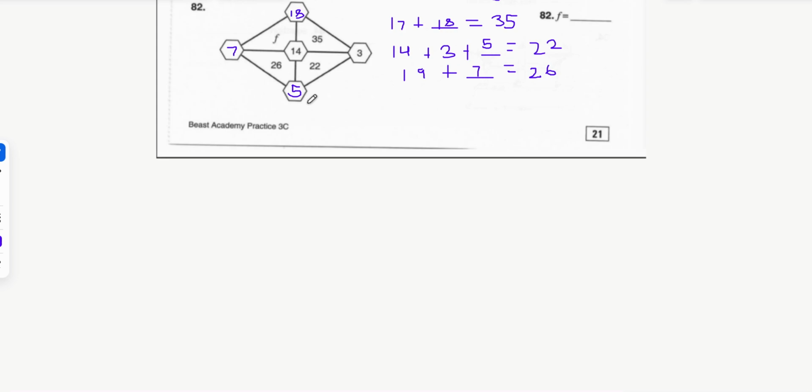Finally, we use the region with the sum of f to write the equation. 7 plus 14 plus 18 equals f. We can simplify the expression on the left by adding 7 plus 14 plus 18. So this gives us 39 equals f. So f will be 39.